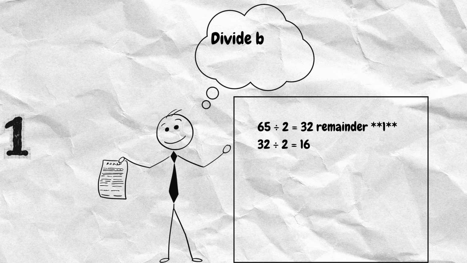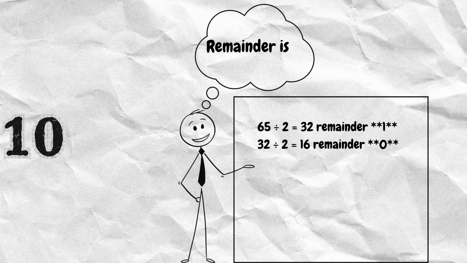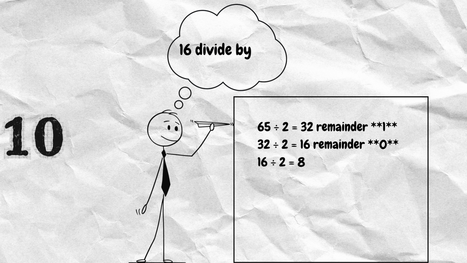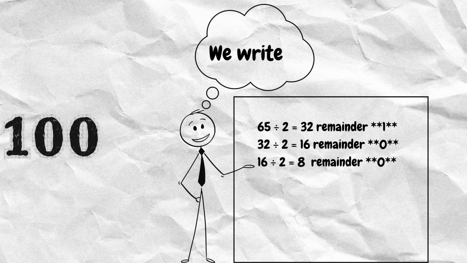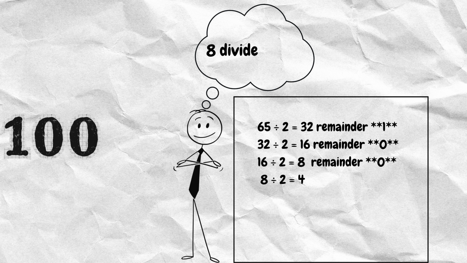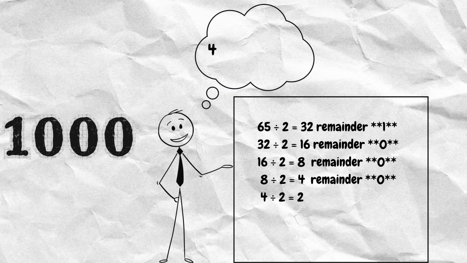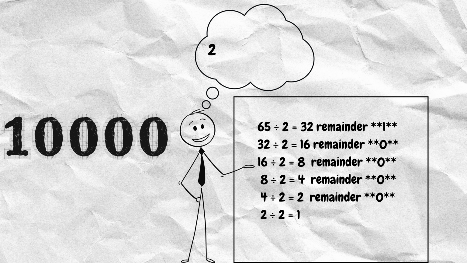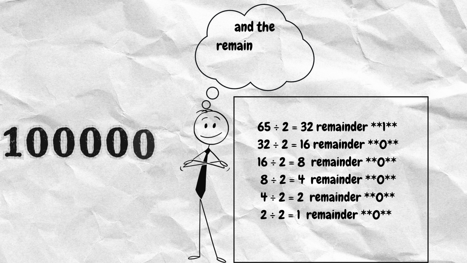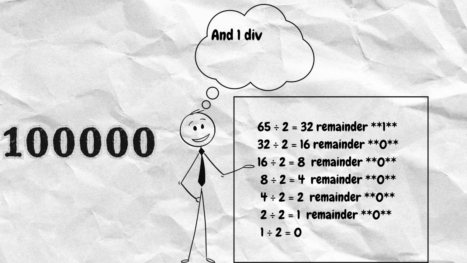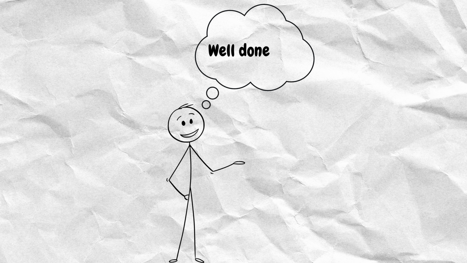Then 32 divided by 2 is 16. Remainder is 0. 16 divided by 2 is 8. Remainder is 0. We write 0. 8 divided by 2 is 4. Remainder is 0. So we write again 0. 4 divided by 2 is 2 and the remainder is 0. 2 divided by 2 is 1 and the remainder is 0 again. And 1 divided by 2 is 0. The remainder is 1. Well done, Max.